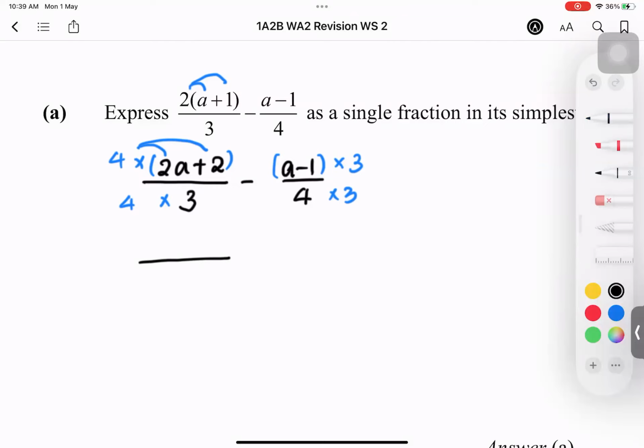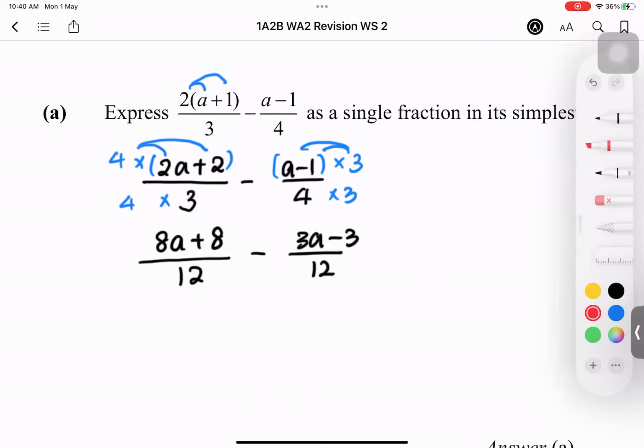Nicholas, give me the numerator after you multiply the first one. 8A plus 8. Okay, that doesn't sound like Nicholas, but thank you very much to your kind soul. Nicholas, the second part also? Minus 3. Yes, very good. Minus 3. I must remember, okay? The one at the back also must multiply. Thank you very much. So this one is over 12.